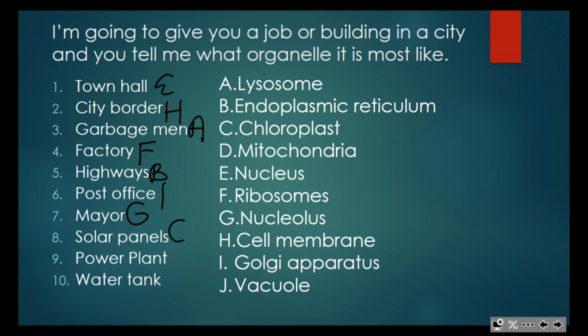All right, the next one, number 9, says the power plant. The power plant is in charge of making all the electricity for the city. Which organelle is in charge of making all the energy for the cell? That's the mitochondria. Great job. All right, and then the last one here, number 10, is the water tank. This is like a place to store the water until we're ready to use it. Which organelle has a similar function to that? Well, I think it's a lot like the vacuole, letter J.